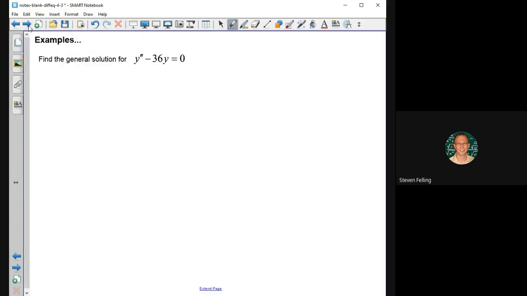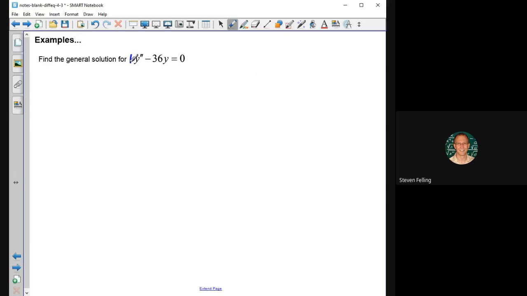All right, so let's say we wanted to find the general solution for this homogeneous equation, right? We've got a second order equation here. So what I'm going to do is first verify that I can do this. It's linear. All of the coefficients here, 1 and -36, are constants. There's no variables. And then the right-hand side is 0. It's homogeneous. So I can do this procedure.